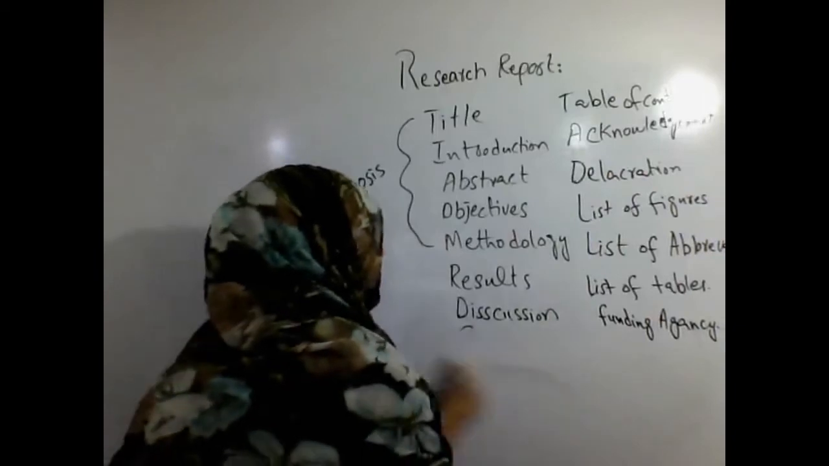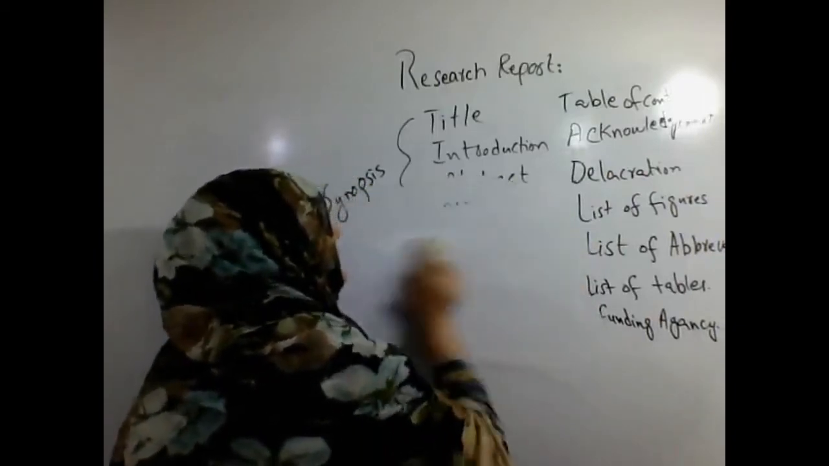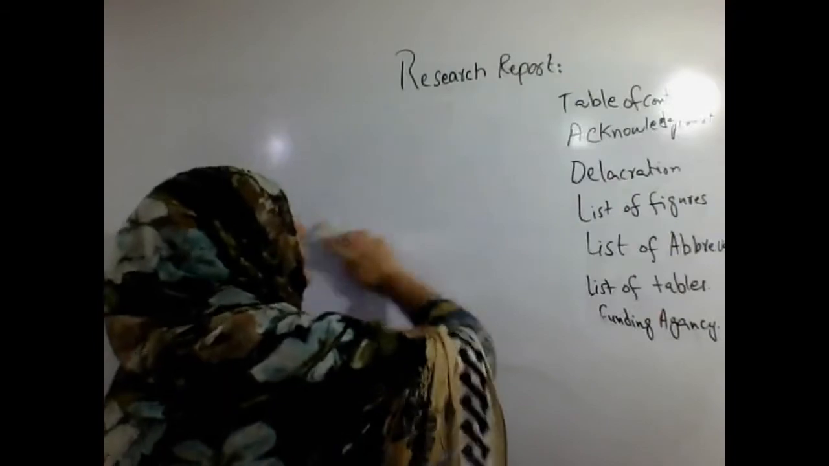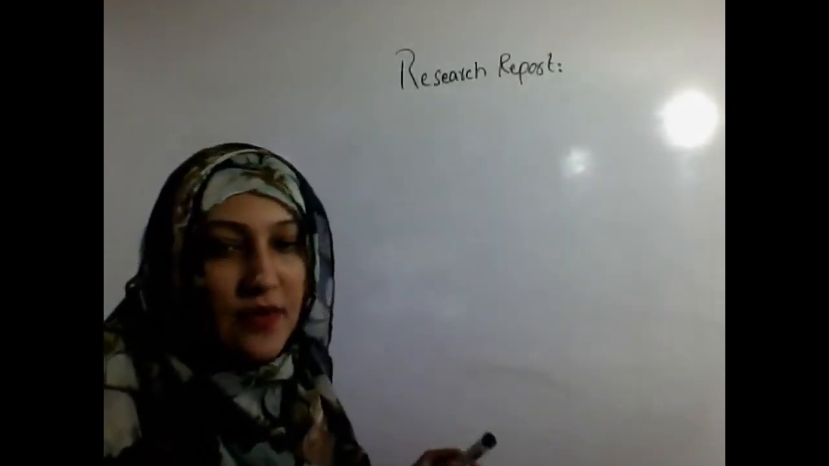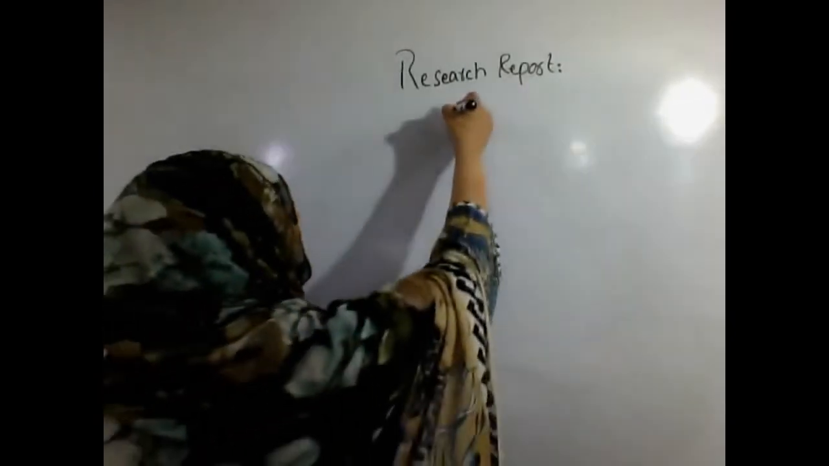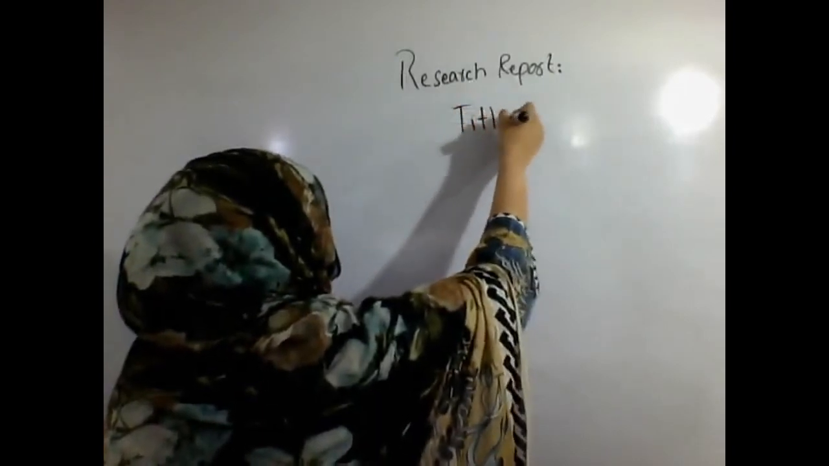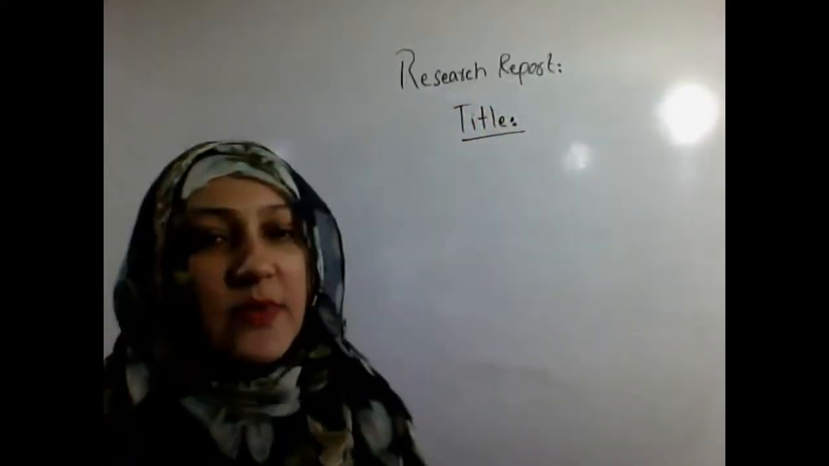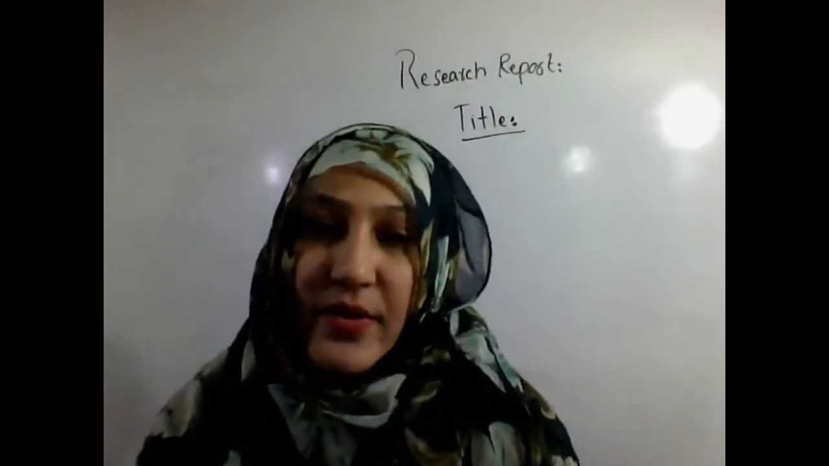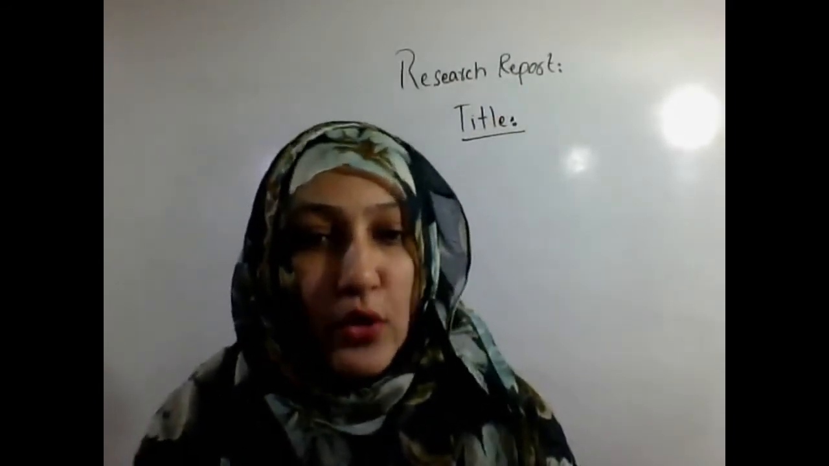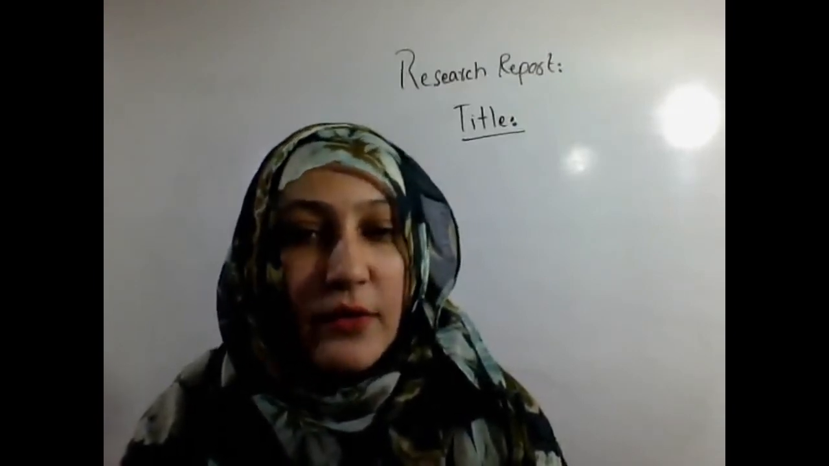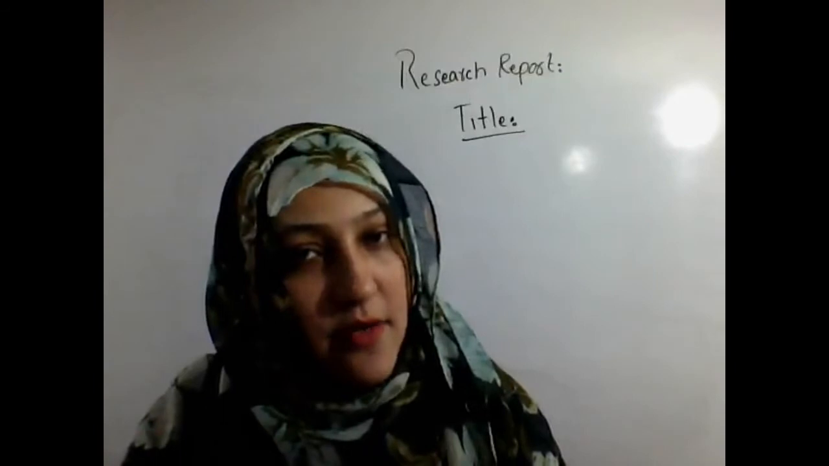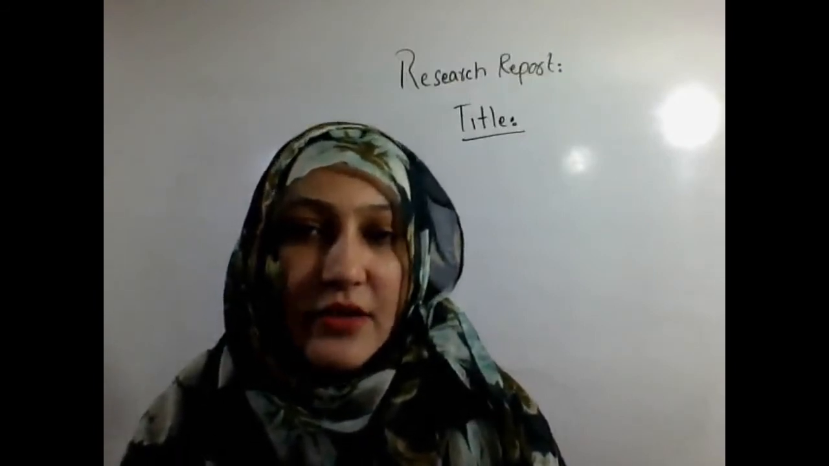Now let's start with the different major components of your research report. As we have studied earlier, the title must be very comprehensive and brief, and it reflects the importance and objectives of your research. So you have to make it at the end of your complete research report writing.